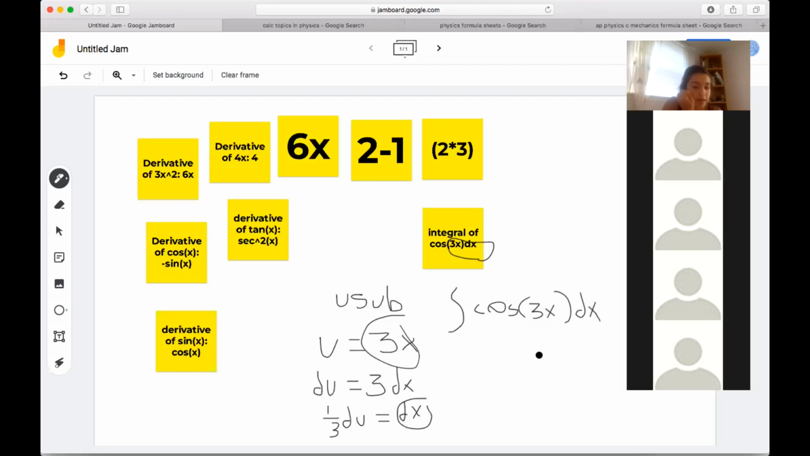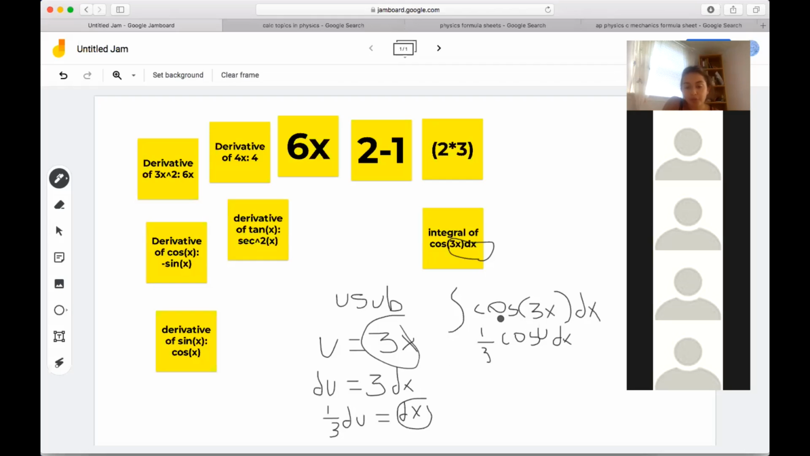So now we substitute. Instead of 3x, we now have a u. And here we have a 3 dx. No, 1/3. So we have 1/3 of cosine of u dx. So now we can pull out the 1/3 because any number in front can just be pulled out of the integral.